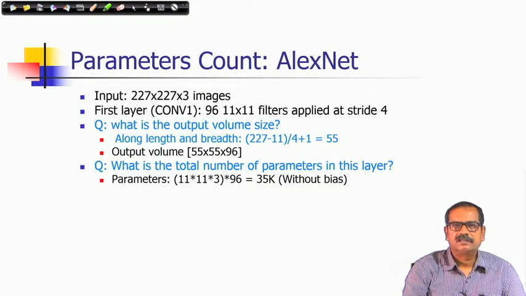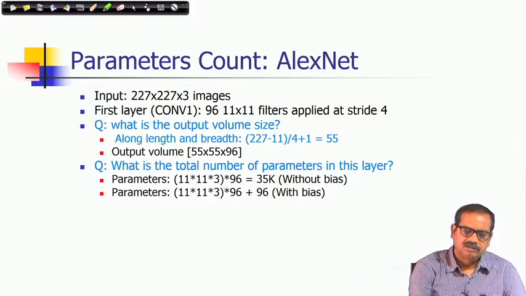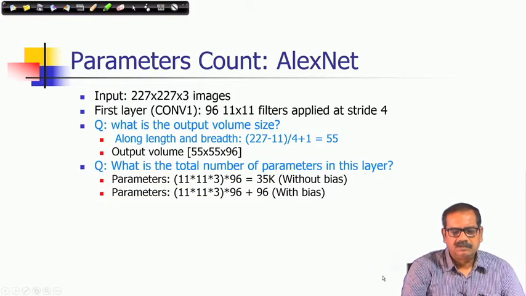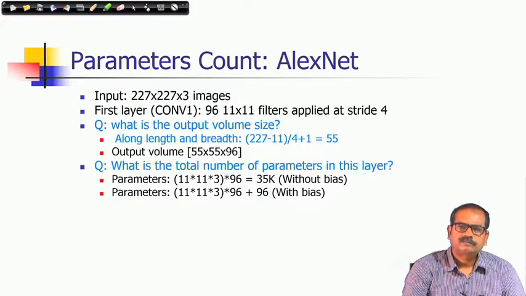And if I consider that each filter has a bias, so for each filter there would be one bias. So, you have to add another 96 biases. So, this number is around 35K, or 35,000, that is the approximate number, and that should be again plus 96.